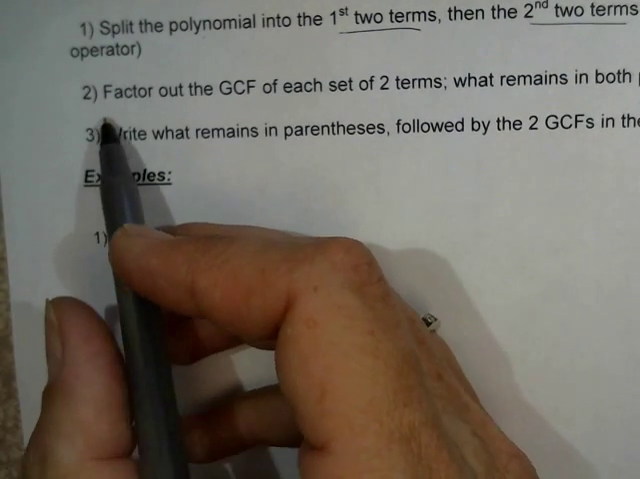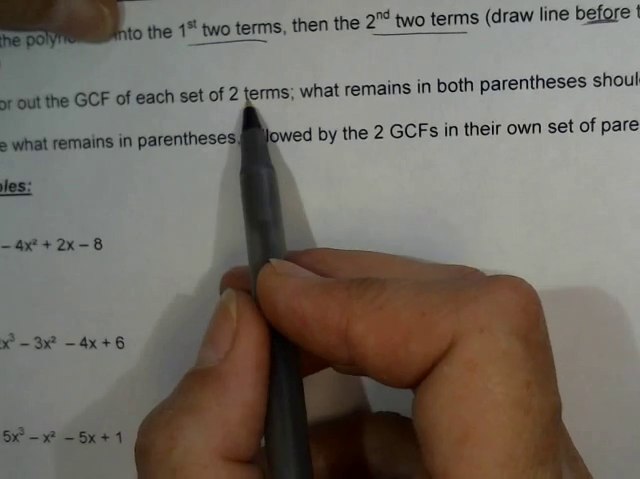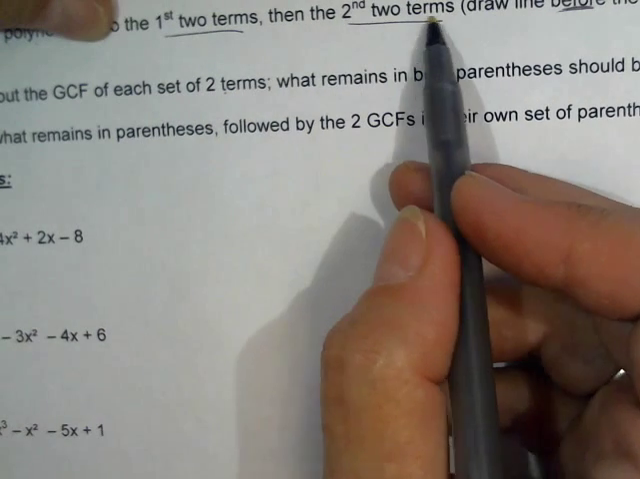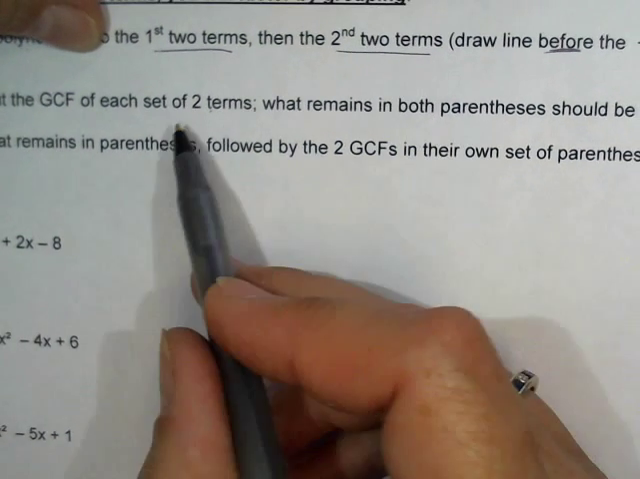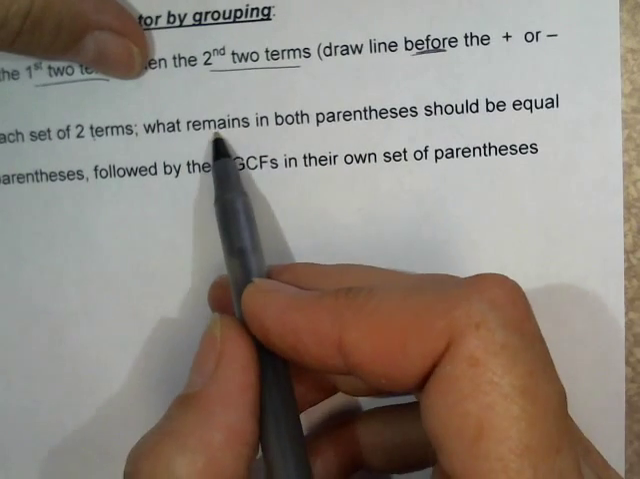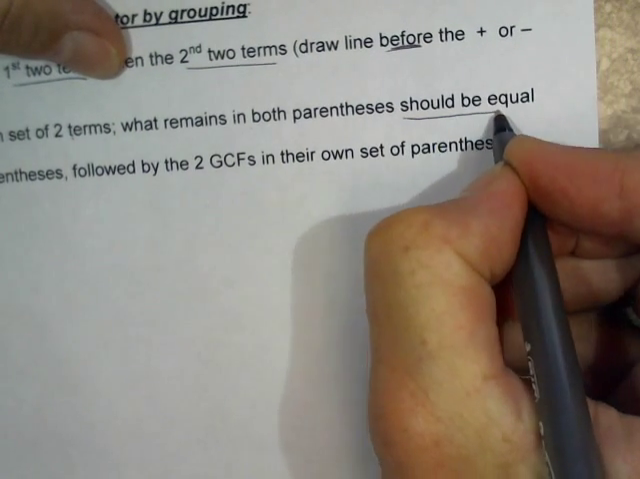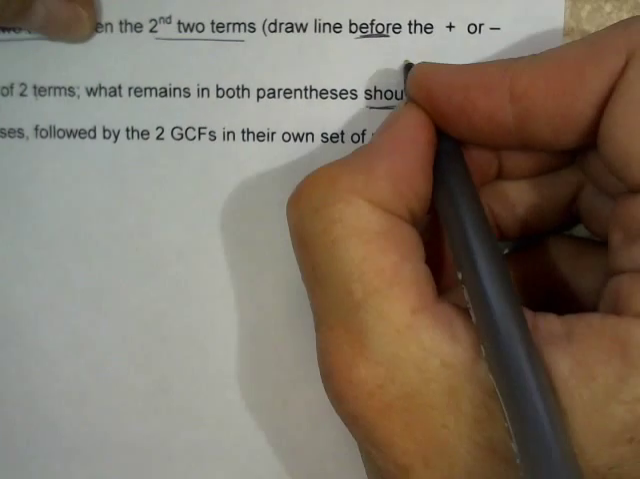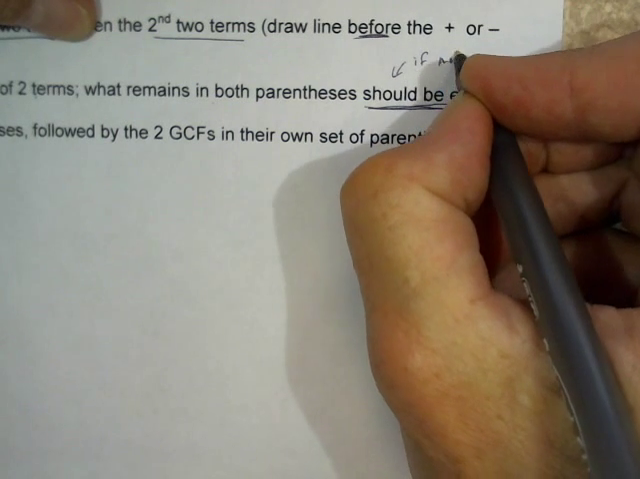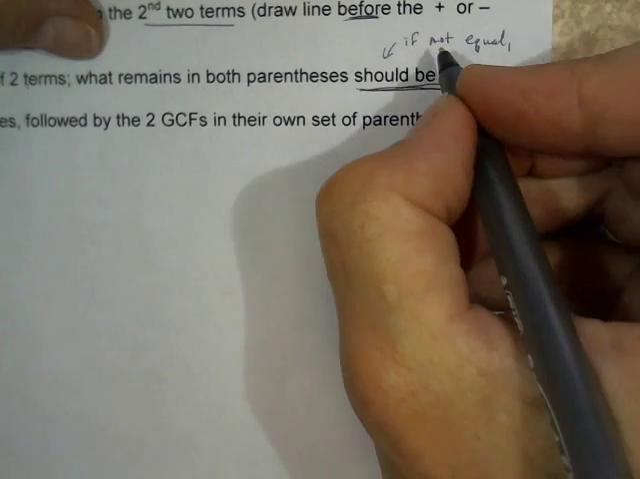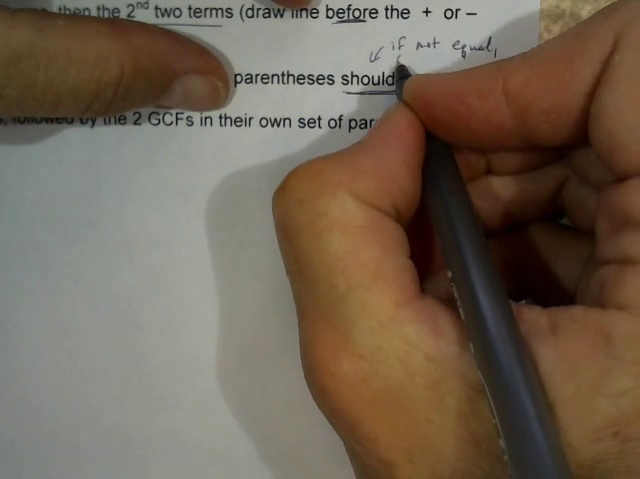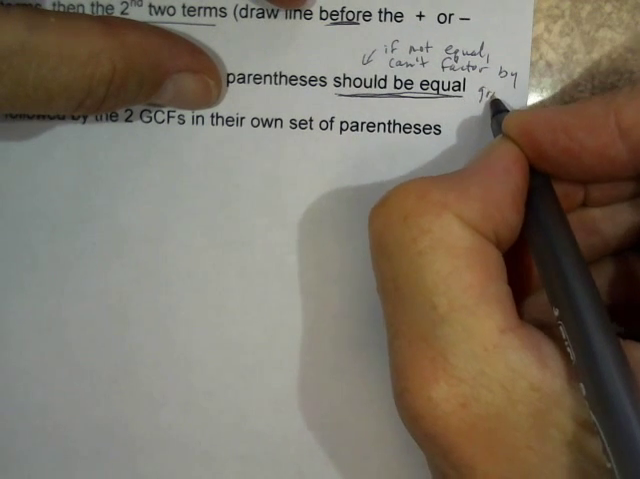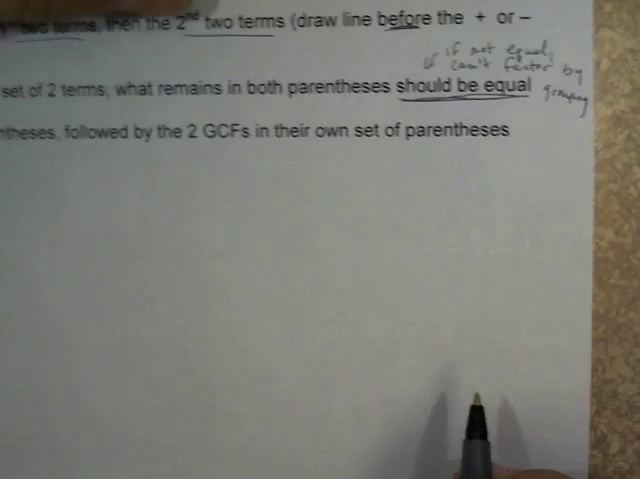The second step is you're going to factor out the GCF in each set of 2 terms. The first 2 terms are going to have their own GCF. The second 2 terms are going to have their own GCF, and you're going to factor out the GCF of each one, and what remains in both parentheses should be equal. And if they're not equal, then you can't do factor by grouping. So just put a little note: if they're not equal, you can't factor by grouping.